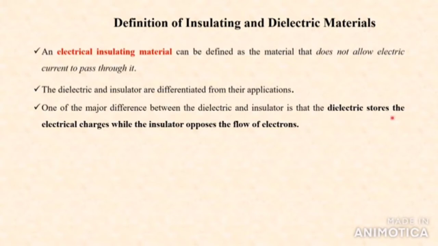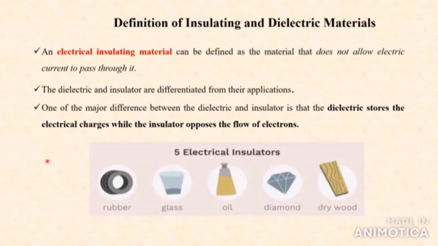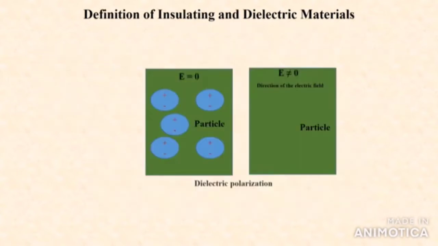One of the major differences between the dielectric and the insulator is that the dielectric stores electric charges while the insulators oppose the flow of electrons. Examples: rubber, glass, oil, diamond and dry wood, etc. Definition of insulating and dielectric material.